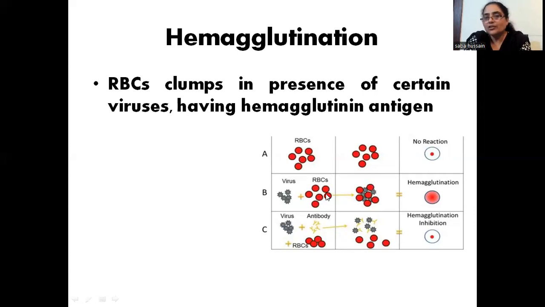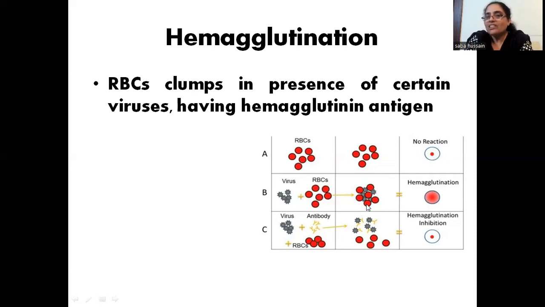So if we want to test whether this serum contains this virus, we will put the serum of a patient with the test RBCs and we will see the clumping. It will not be a dot like this, it will be a diffused reaction. So we will see heme agglutination there.